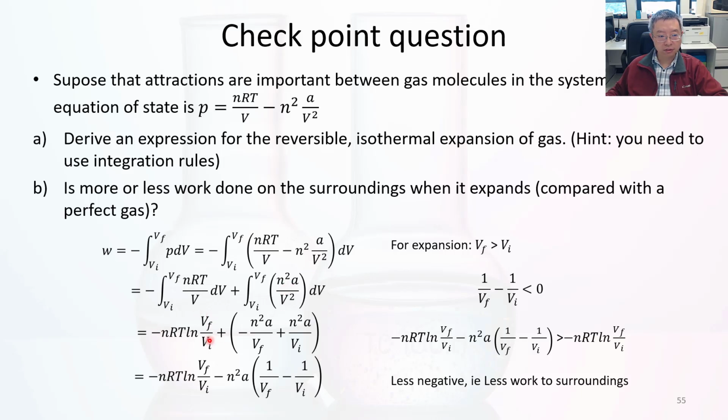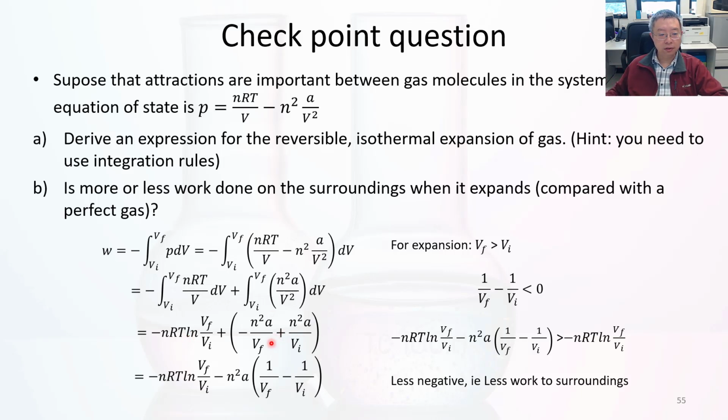So this is going to give us minus nRT log VF over VI. Because this log is going to be greater than 0 and there is a negative sign, overall the work is negative. That means the work is done to the surroundings when the gas expands.